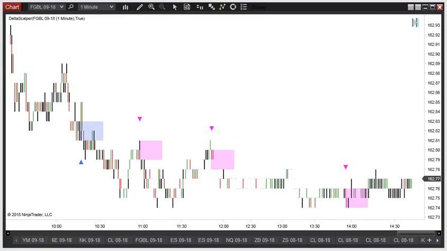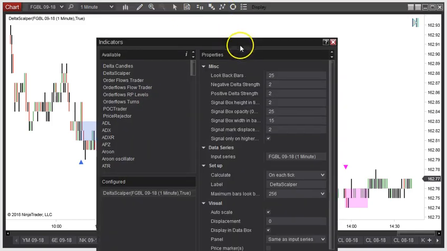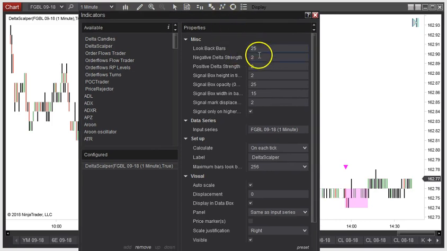Now, just really quick, the settings. I'll go through the settings if you're not familiar with them. In this case, I'm using a look back of 25, negative delta strength of 2, positive delta strength of 2. The signal box height is set to 2. The opacity is set to 25. The width, how long it is, is set to 15. And the signal mark displacement is where the up and down triangle appears, 2 price levels off, that's the 2.